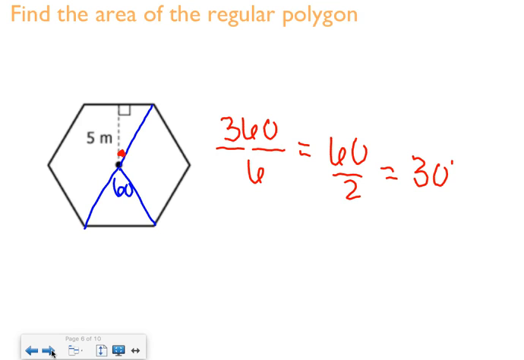You divide by the number of sides. Oh, I see that. Yeah. So think, it's a regular polygon, so all of these angles in the center have to be the same. That makes sense?